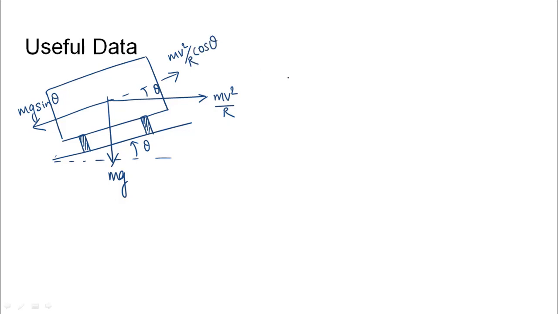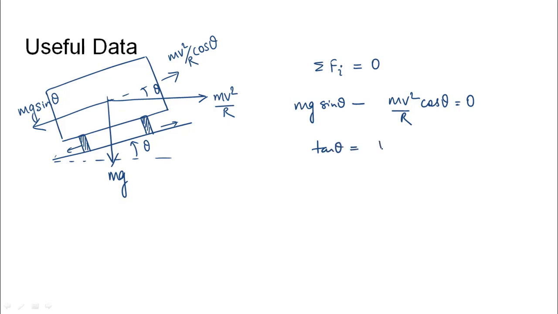into cos theta. So the force along the inclined direction should be equal to 0, so that the train does not slide along the track. This would ensure that mg sine theta minus mv square by r cos theta is equal to 0. From this we would get tan theta as v square divided by rg.